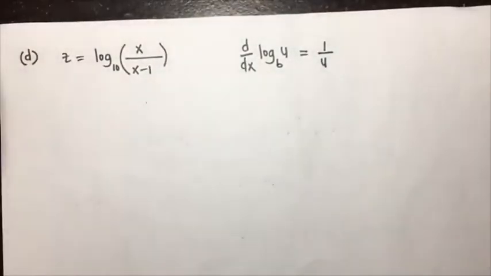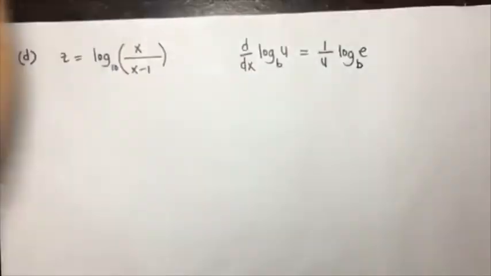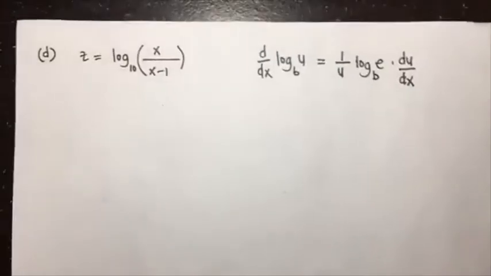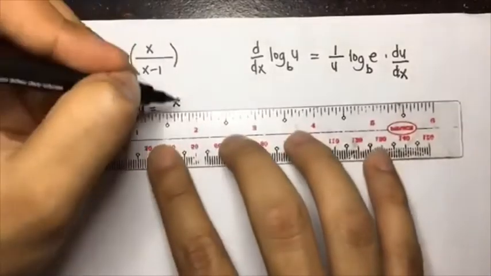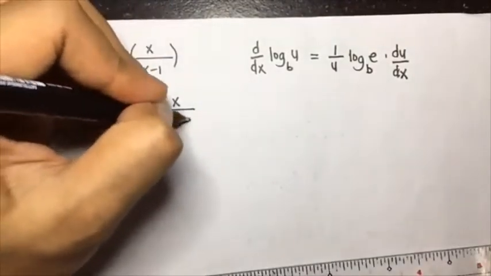Okay, so let's just write that again. The derivative with respect to x of the logarithm of u to the base b is equal to 1 over u, logarithm of e to the base b, multiplied by du over dx. Okay, so again our u here is x over x minus 1.